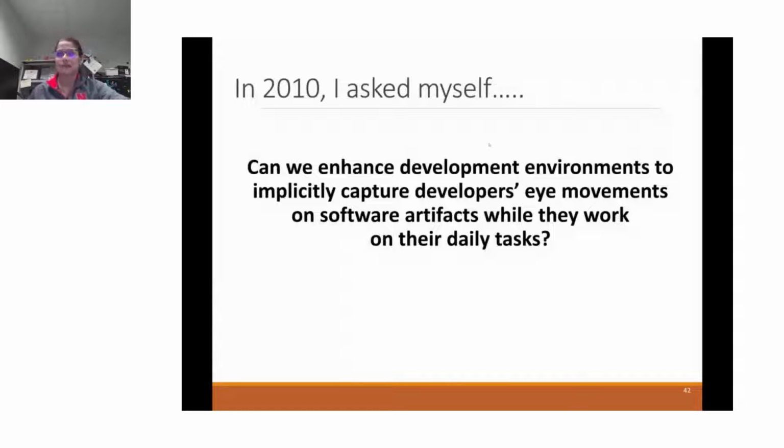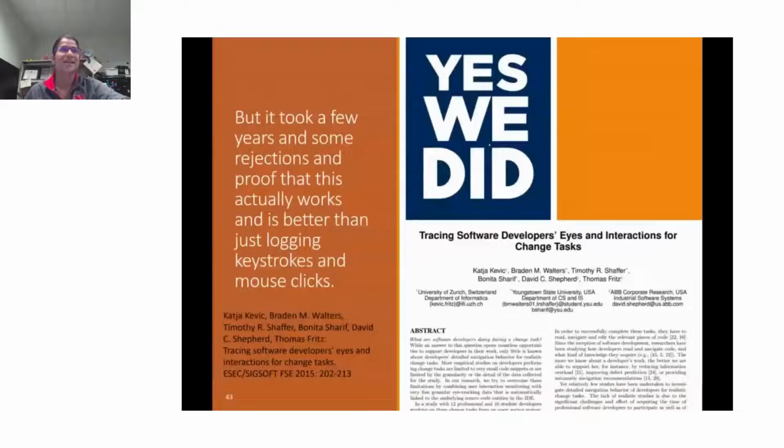So in 2010, I was a grad student. I graduated with my PhD in 2010. I asked myself this question: can we enhance development environments to implicitly capture developers' eye movements on artifacts while they work? And yes, we did, obviously. This was possible to do, but it took a while. It took a few years. It took some rejections. I'll show you the timeline a bit later.